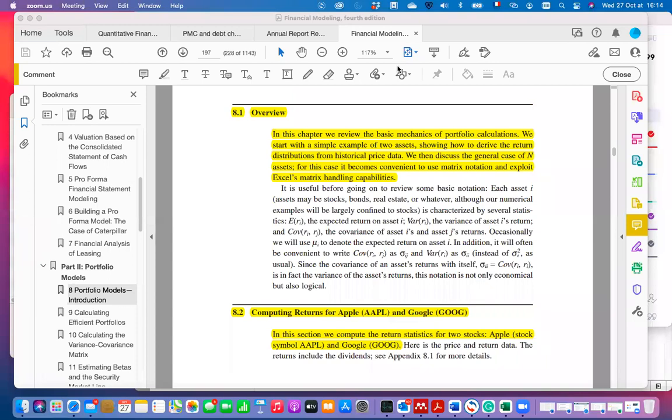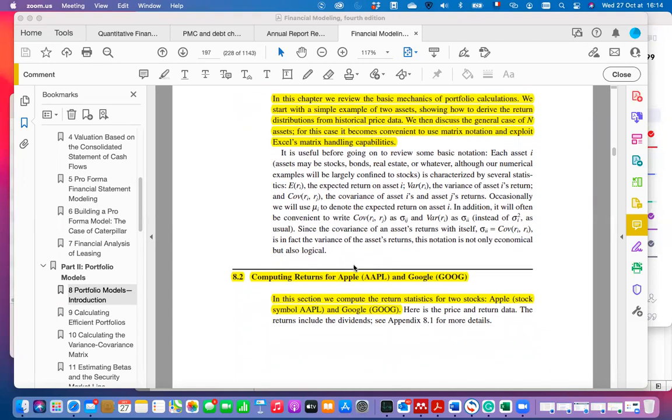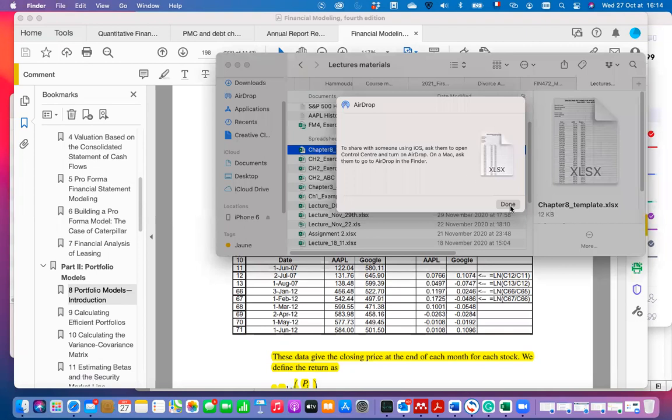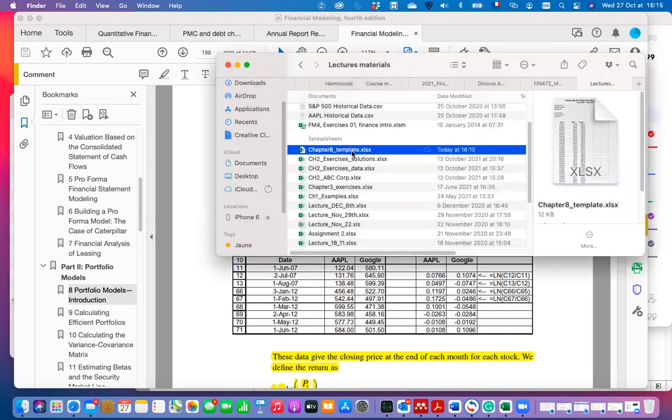So we'll start the first part of the chapter using just 2 stocks to build the portfolio. We use both Apple and Google stocks as a starting point. So please open your Excel file. Chapter 8 template, this one.